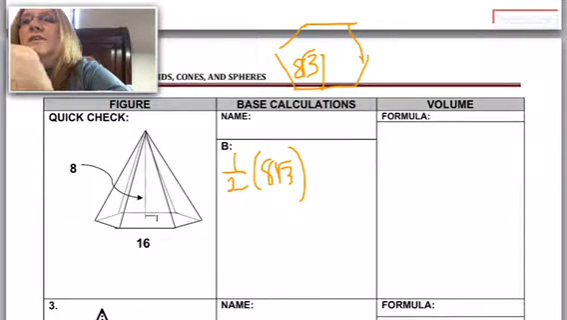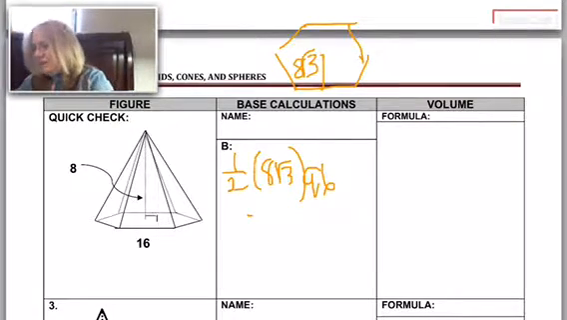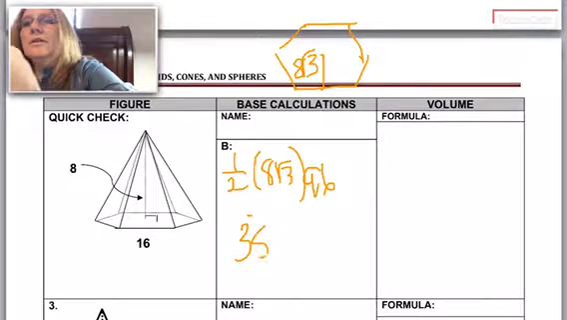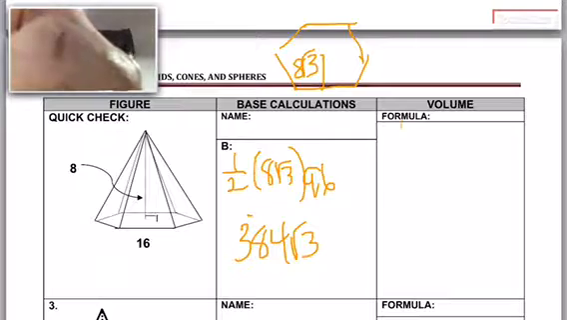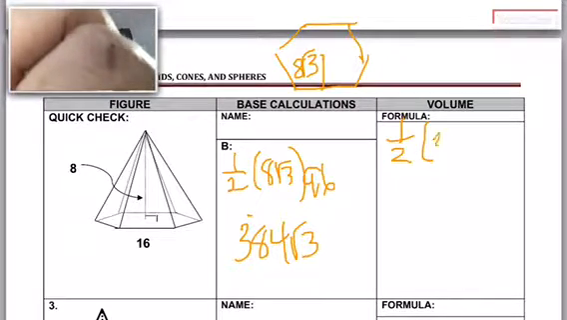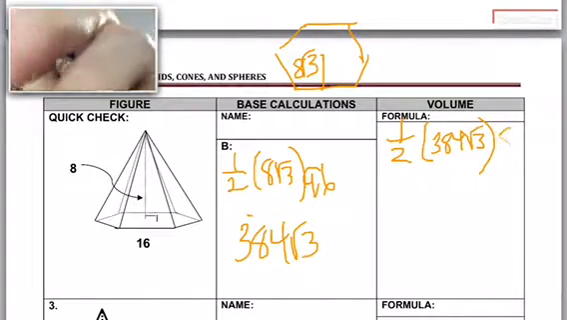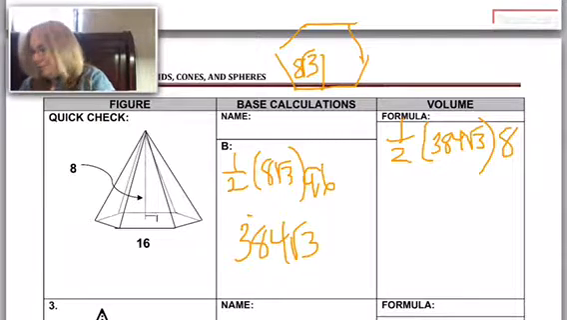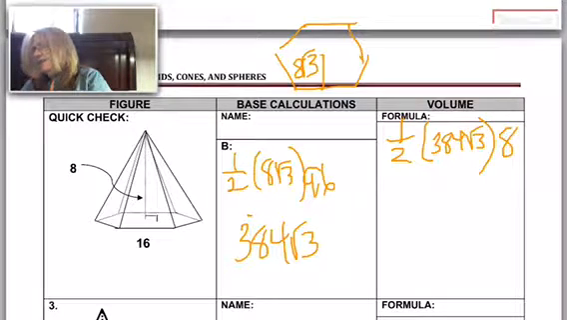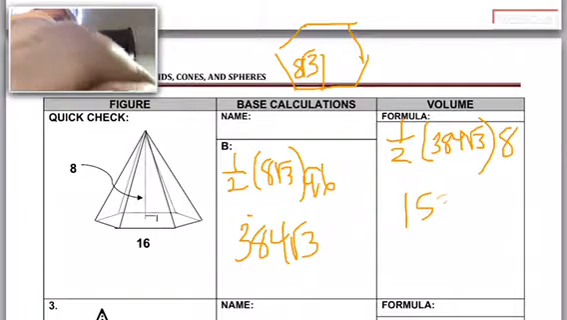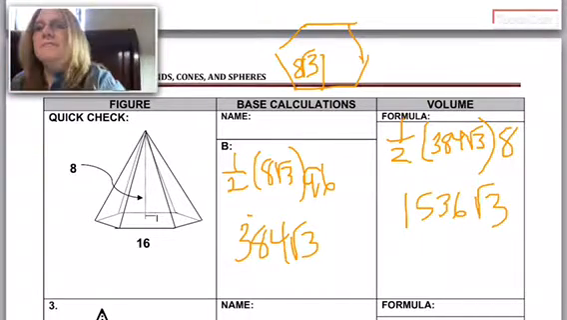So this is 96 times 8 divided by 2, which is 384 square root of 3. So this is 1/2 times 384 square root of 3 times the height, which this time they give us. So 384 times 4 is 1536 square root of 3.